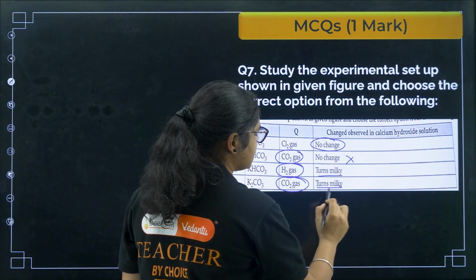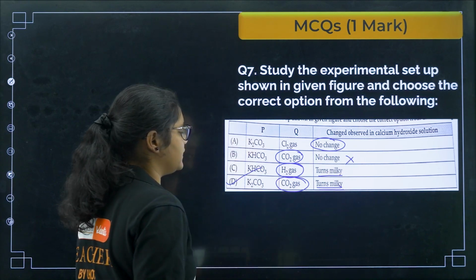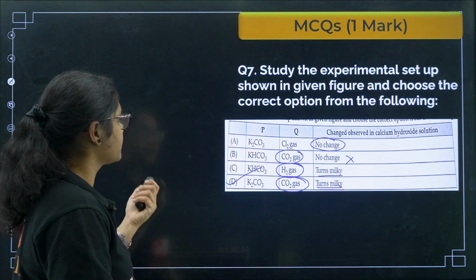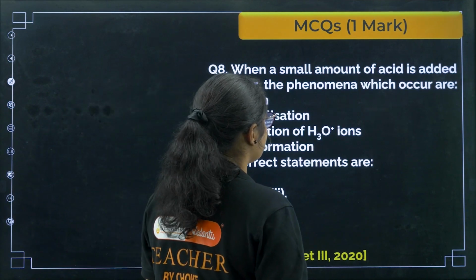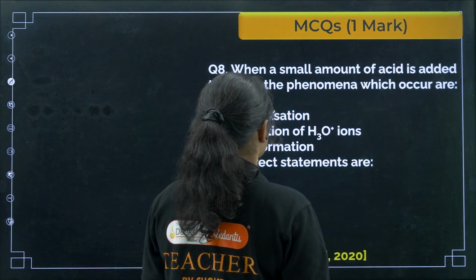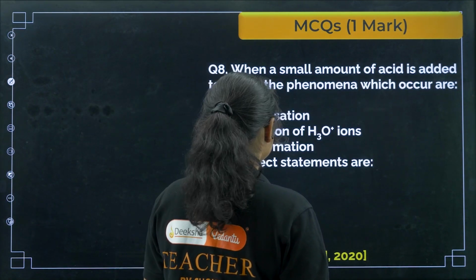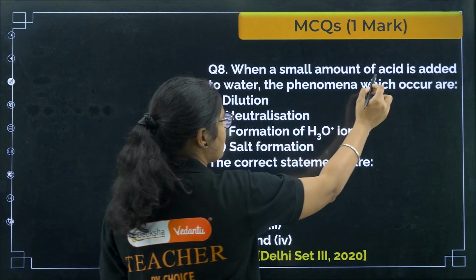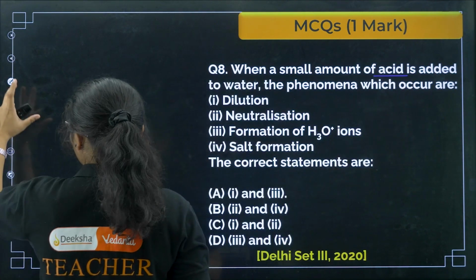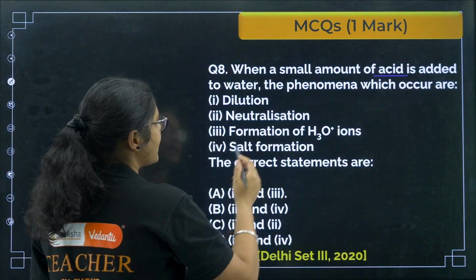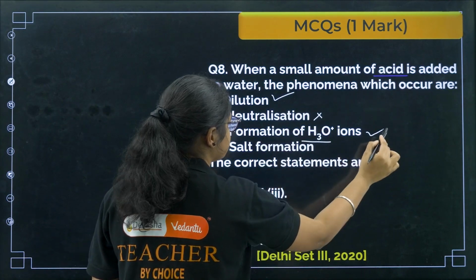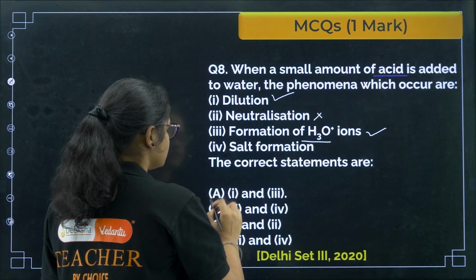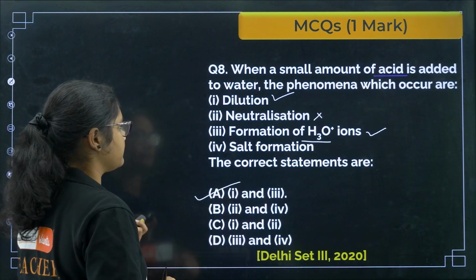Carbon dioxide gas turns milky, that is correct. So option number D is the correct answer. Next we have, when a small amount of acid is added to water, the phenomena which occurs are... you have added a small amount of acid to water. So that is called dilution. Obviously this is not neutralization. Formation of H3O+, that is also correct. So 1 and 3, that is option number A.